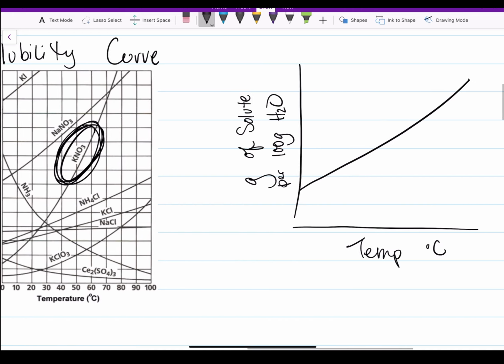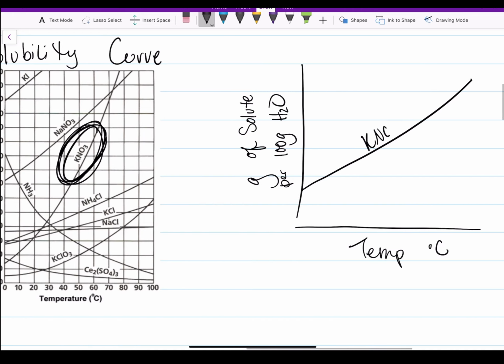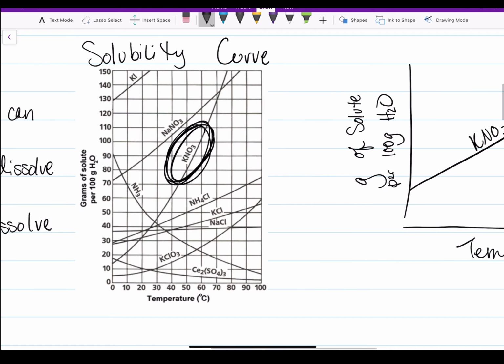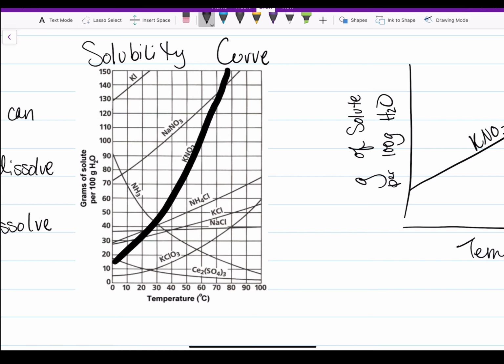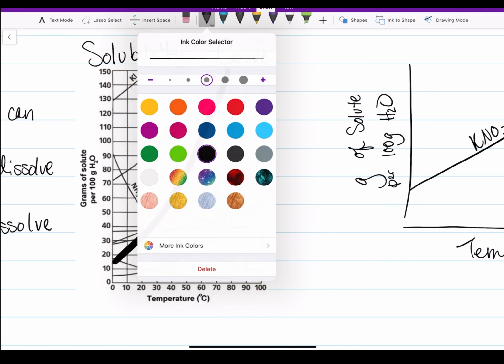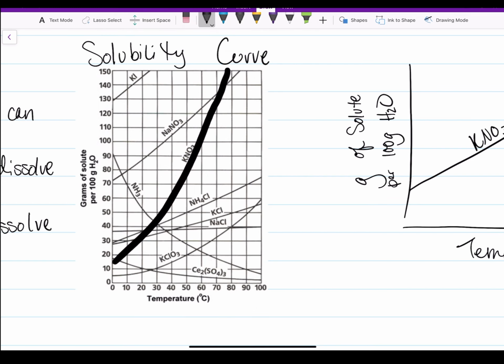So we're going to call this line KNO3 on your notes. So we're only going to look at this line, and I'm going to make this line darker so that it's easier to see on here. So this line represents saturation. So this is the line that means perfectly saturated. So this solubility curve is really a saturation curve. So this is the perfect amount of what can dissolve.